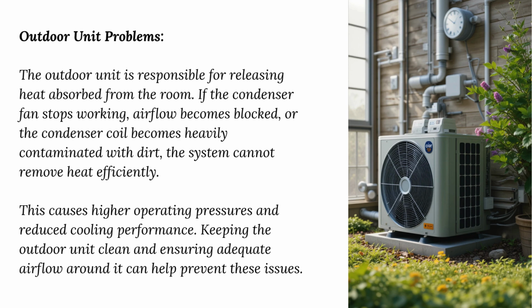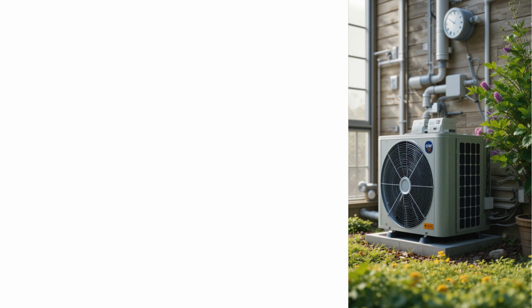Outdoor unit problems. The outdoor unit is responsible for releasing heat absorbed from the room. If the condenser fan stops working, airflow becomes blocked, or the condenser coil becomes heavily contaminated with dirt, the system cannot remove heat efficiently. This causes higher operating pressures and reduced cooling performance. Keeping the outdoor unit clean and ensuring adequate airflow around it can help prevent these issues.